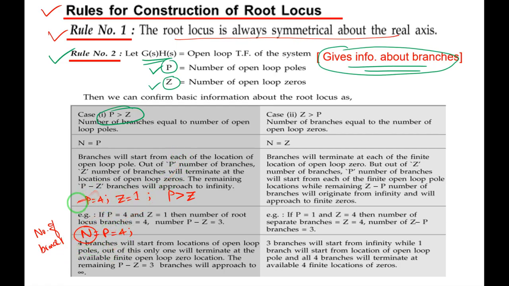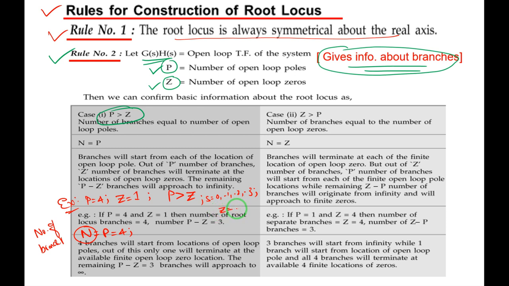So here I have taken an example. Here p is 4, z is 1. So I came to know that 4 branches are there, right? One zero is there, which means one of the branches will start from the total of 4 poles. Let me take the 4 poles: one is at 0, -1, -2, -3. These are the 4 poles. And one zero is there.